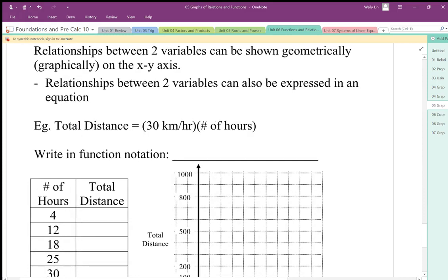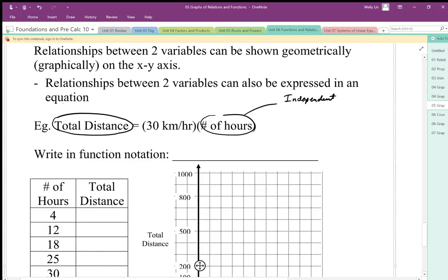Our domain or input, our independent variable, is hours. And our dependent or output, or our y, which is our range, is the distance traveled. So the distance traveled is dependent on the number of hours we travel at 30 kilometers an hour. So this is our relationship now in an equation form.